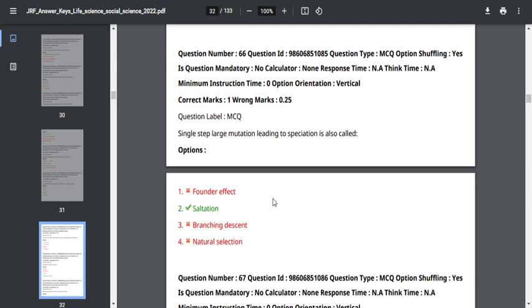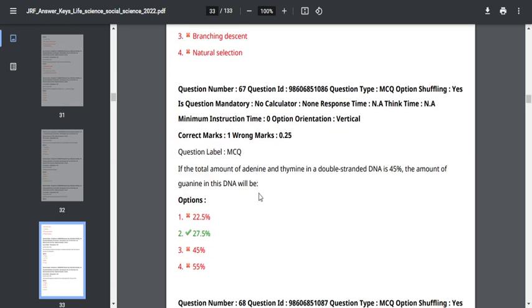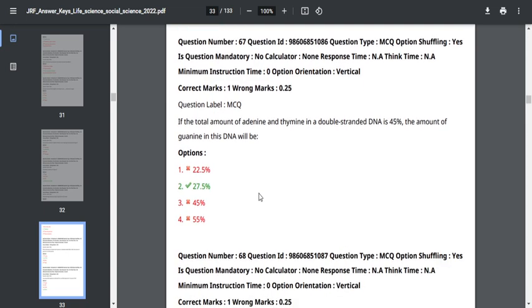A single step large mutation leading to speciation is called saltation, because saltation is completely the opposite concept of Charles Darwin. Charles Darwin says that evolution generally occurs in a gradual manner, but saltation, which is a single step large mutation, was given by a scientist called Hugo de Vries. So this process is called saltation. Okay. The last time itself we discussed this when we answered the key.